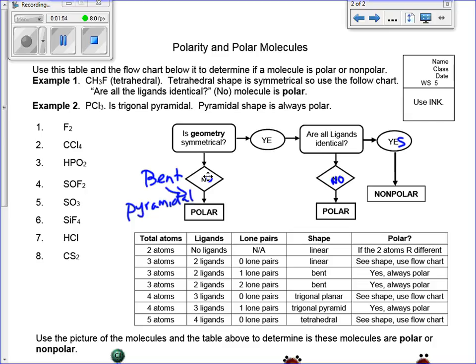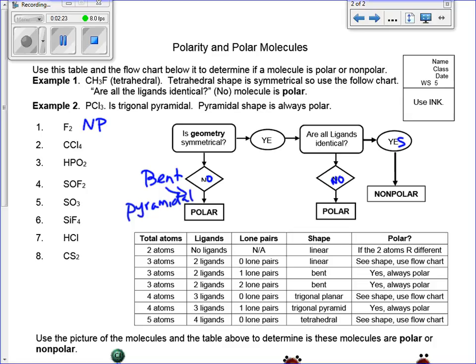So now, if we're going to look up here at the formula itself, F2, if we can't remember, we can always draw the Lewis dot structure, but here we only have two F's in it. Therefore, are they identical? Yes, they are identical. So it's automatically going to be what? Nonpolar. Good. This one would be nonpolar.